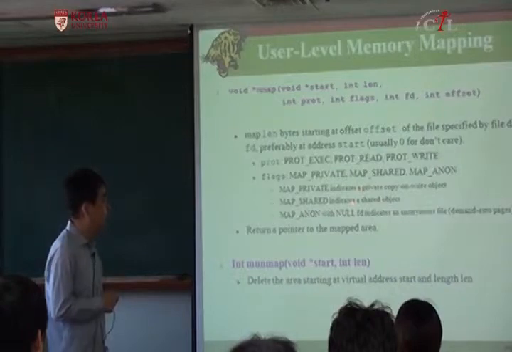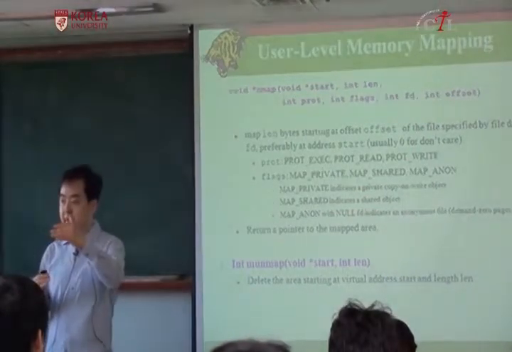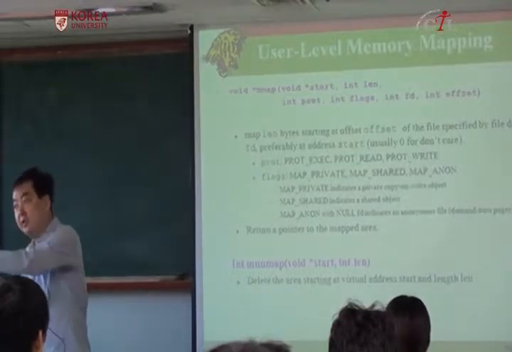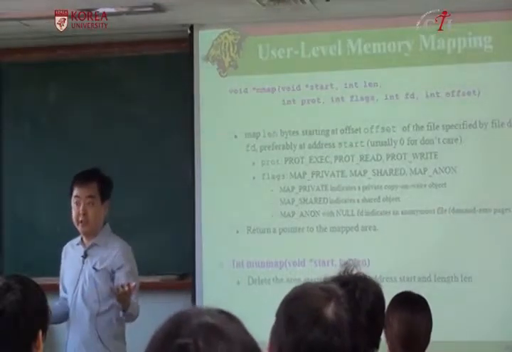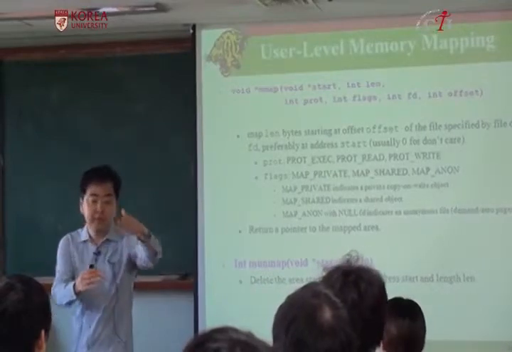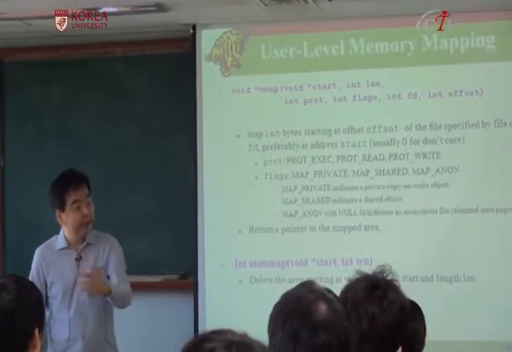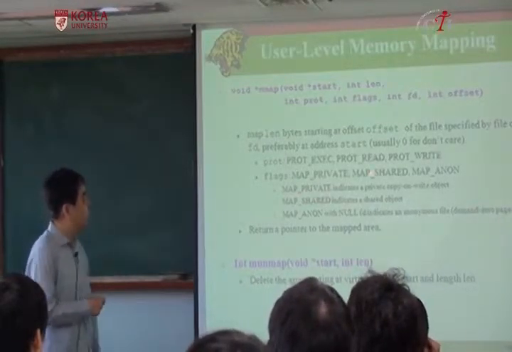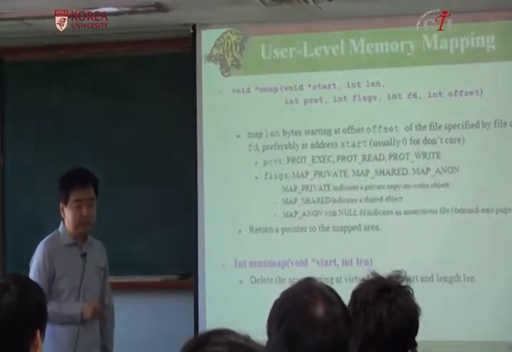Shared means it's a shared object. Some area might be mapped to a file, but this file is shared by different processes. So it's totally shared. Even though it's mapped to a different virtual address space, it's just a shared object. If you write, it's visible to another process.